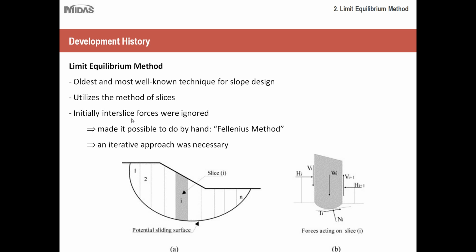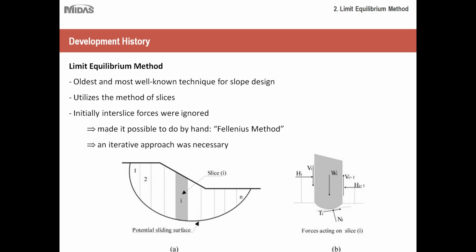So initially, interslice forces were ignored. Interslice forces are simply the forces acting between each of the slices. So for example, I believe this slice here is highlighted. Because it has a couple of neighboring slices, there'll be a force in the normal direction as well as shear forces in the vertical direction acting on this slice.